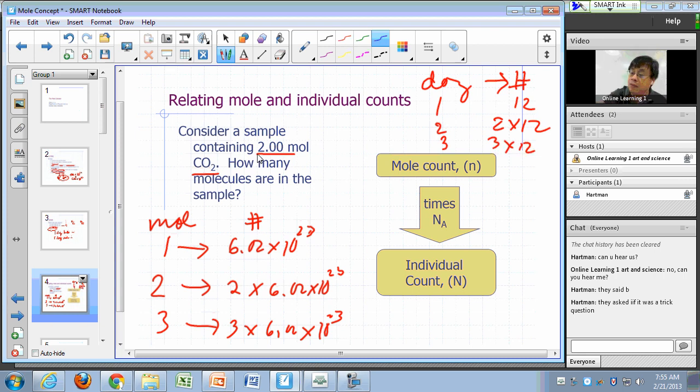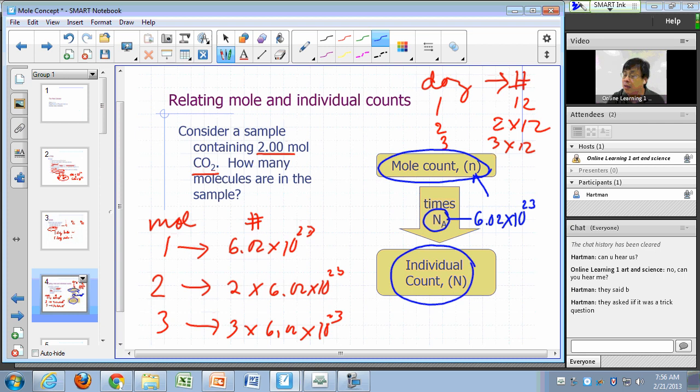So in other words, if you know the mole count, let's represent that by the small letter n, you multiply that by Avogadro's number. Remember, Avogadro's number is 6.02 times 10 to the 23rd, to 3 significant digits. That will give you the individual atom count or molecule count if you're counting molecules.